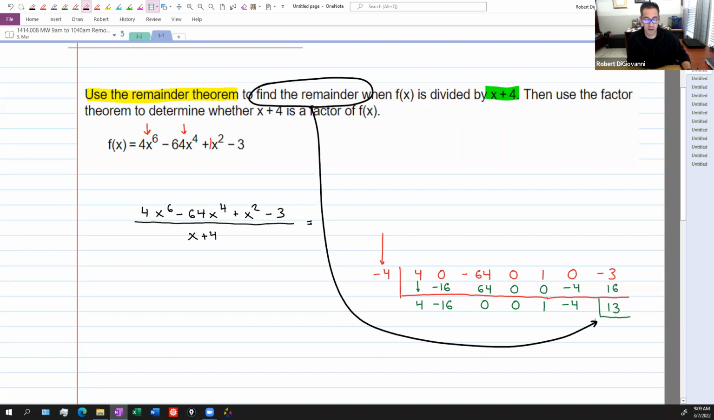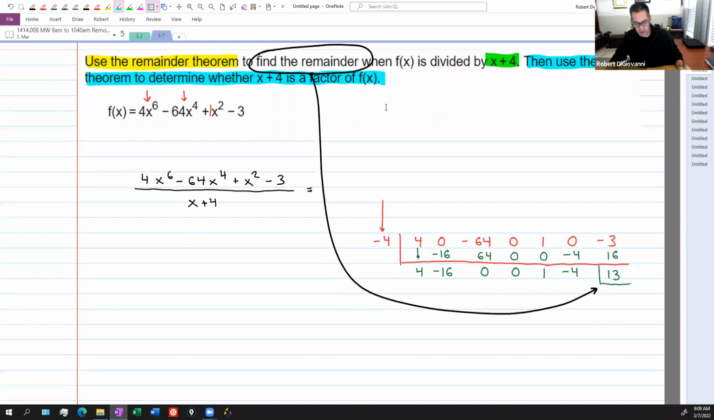Now, the next part of the question says, then use the factor theorem, use what you just did to determine whether or not x plus 4 is a factor. So is it or is it not? Is x plus 4 a factor of this? I'm seeing Zane say no, Henry saying no. Yeah, no, because we need that number at the end to be a 0. If that number was a 0, then we'd say, yes, it's a factor.